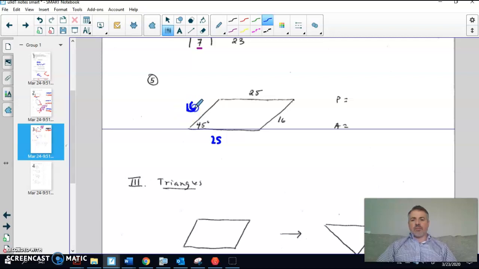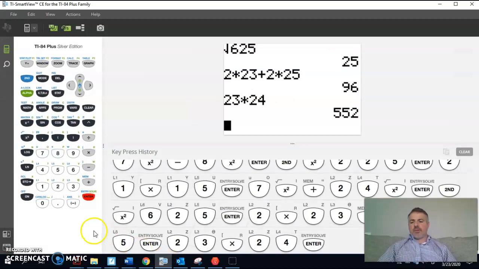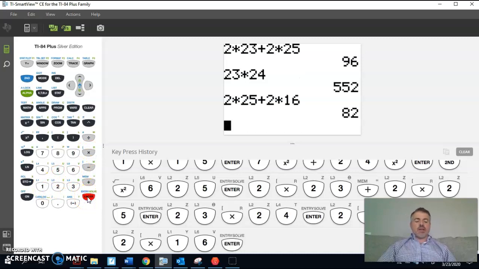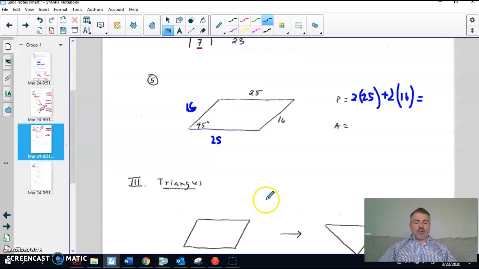So if I wanted to add up the sides, again, I would do 2 times 25 because there's 2 sides that are 25. And then I would add on to that 2 sides that are 16. So 2 times 25 plus 2 times 16. And that is equal to 82, so that's the perimeter of that parallelogram.